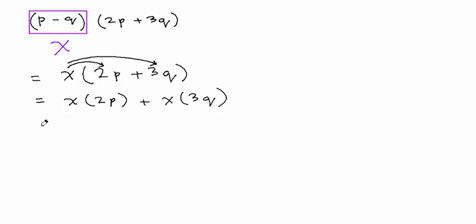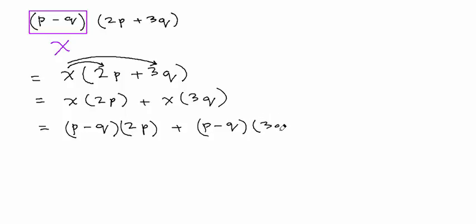Now what's x? X is p minus q. So that needs to be multiplied with 2p plus p minus q with 3q. Now this 2p and this 3q out here, they are single terms. So this time they can be distributed on this one and on this one. Similarly on this one and on this one.